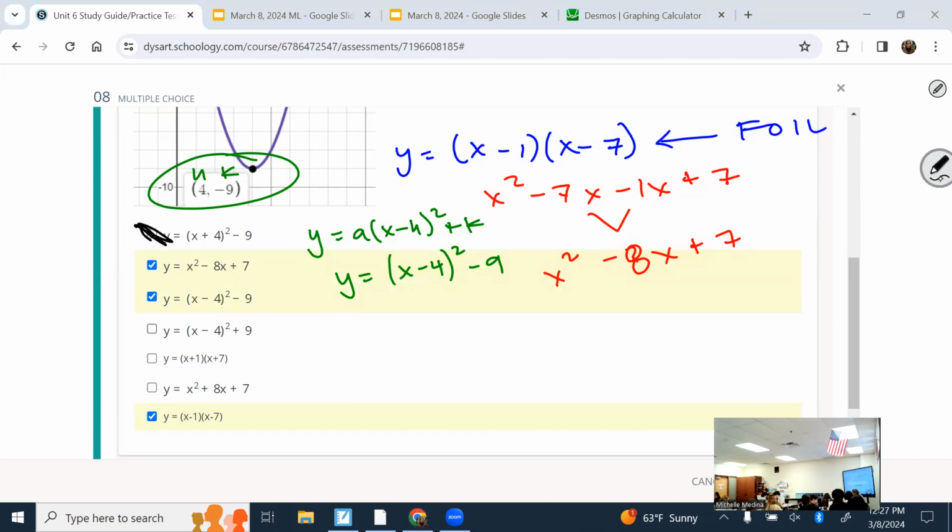So if you find out that one vertex form is right, then it can't be the others. It can never be more than one factored form or standard form. So at most, when you see this on your test, it can be 3. It can be 3 or less, but some of them might not.